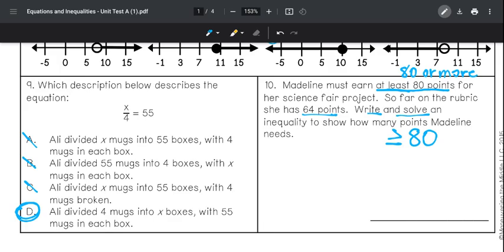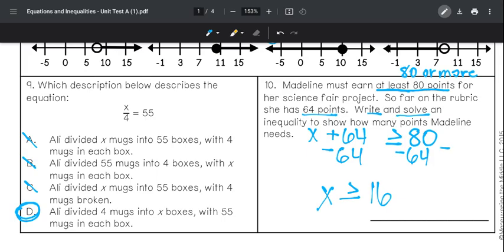To figure out how many points Madeline still needs, we're going to do X plus 64 in our original equation, because we know that we have to solve. We need to subtract 64, not 24, from both sides to figure out how many points she still needs in order to pass her project. So X is now by itself. We keep our symbol, and 80 minus 64 is 16.